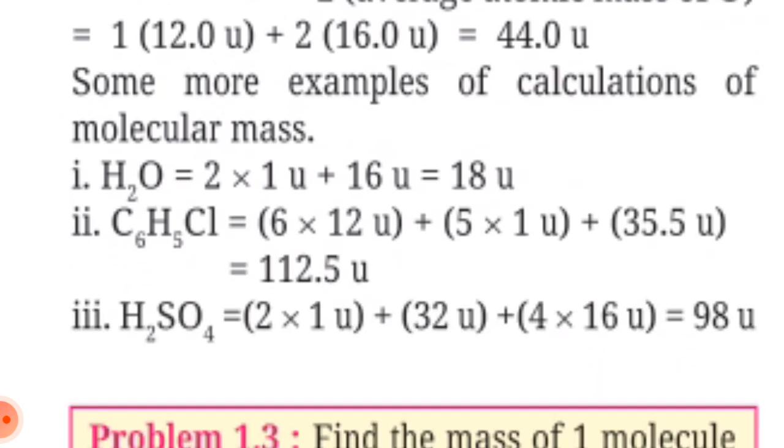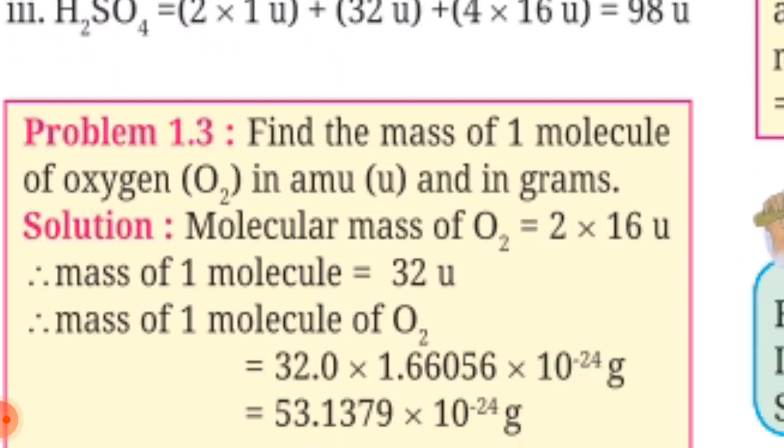Some more examples of calculation of molecular mass. H2O: 2 × 1 u + 16 u = 18 u. C6H5Cl gives 6 × 12 u + 5 × 1 u + 35.5 u = 112.5 u. H2SO4 is 2 × 1 u + 32 u + 4 × 16 u = 98 u.